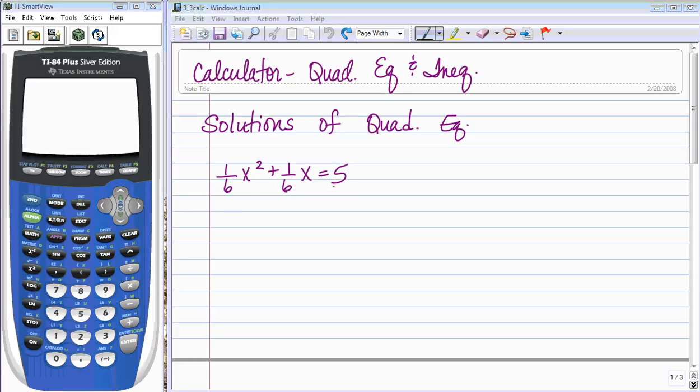Now if I was doing that by hand, I could multiply through by 6 to clear fractions, set it to 0, use the quadratic formula, and be on my way. If I wanted to do this on the calculator, there are two ways. Do you remember we talked about either the x-intercept method or the intersection of graphs.